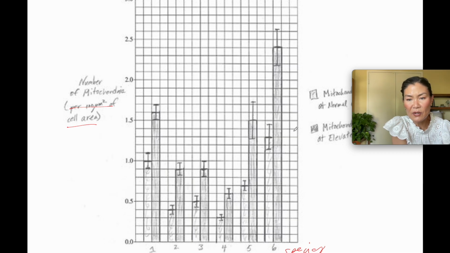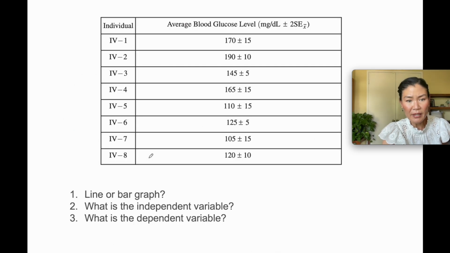And then here's a legend that tells you mitochondria at normal CO2 levels is going to be the lighter bars, and then the darker bars are going to be the mitochondria at elevated CO2 levels. Okay, so that's how we would graph that data. Now, this one kind of got cut off as well. The title got cut off, but it's okay.